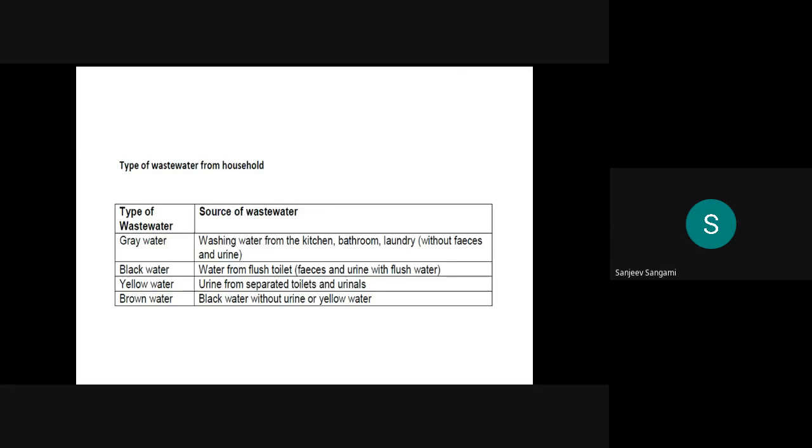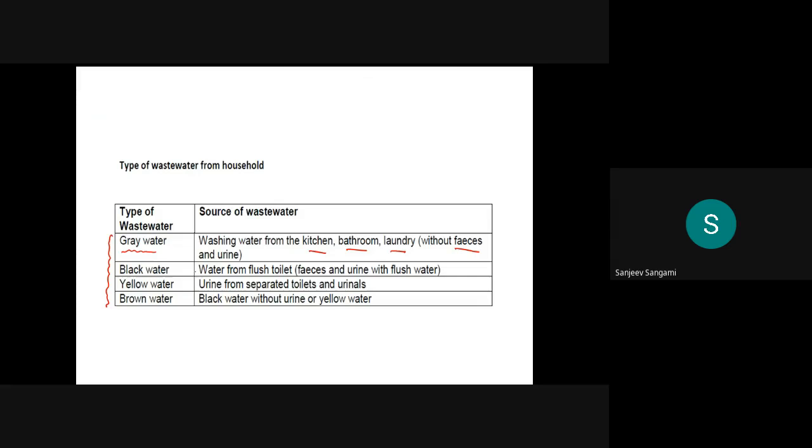So which are the types of wastewater that we normally get from households? We are going to classify three main types. The first one is grey water. Grey water is washing water from the kitchen, bathroom, and laundry. It does not contain any fecal matter or urine, meaning the toilets are not considered. If it is coming only from the kitchen, bathroom, and laundry, then we can call that water grey water.